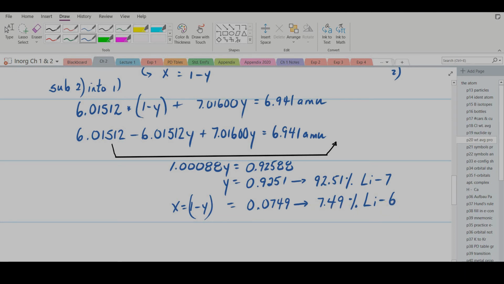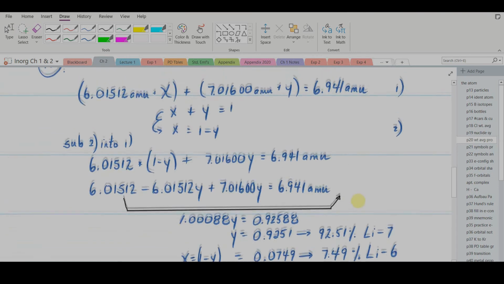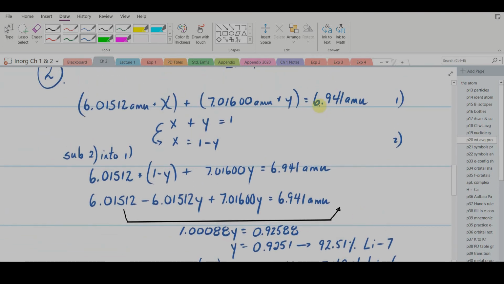Now when you're done, you should just think about it. First of all, does it make sense? Notice most of it is lithium 7, and if that's true, then the weight average atomic mass should be closer to that of lithium 7 than lithium 6. And in fact, look, the weight average is 6.9, which is much closer to the mass of lithium-7 than it is to lithium-6. So that seems to make sense.